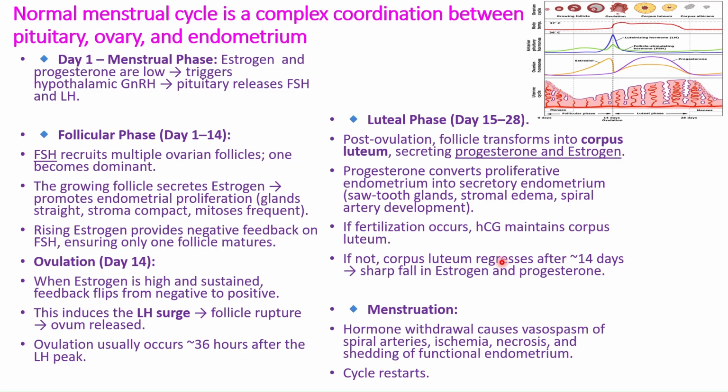If not, the corpus luteum regresses after 24 days. There is a sharp fall in estrogen and progesterone and menstruation begins. So hormone withdrawal causes vasospasm of spiral arteries, ischemia, necrosis and shedding of the functional endometrium, and again the cycle restarts.